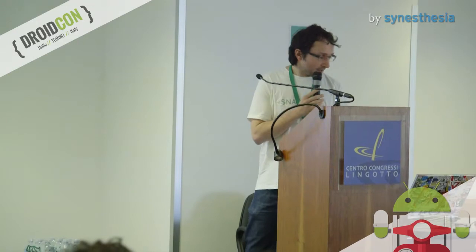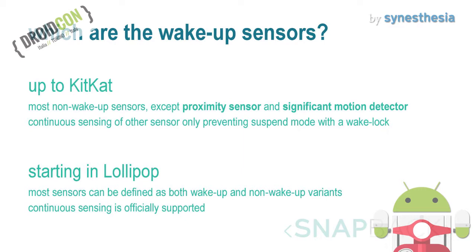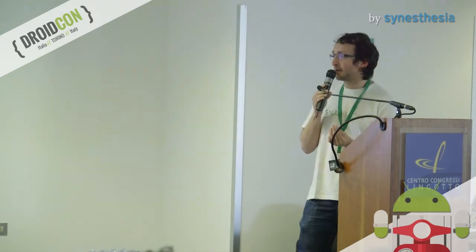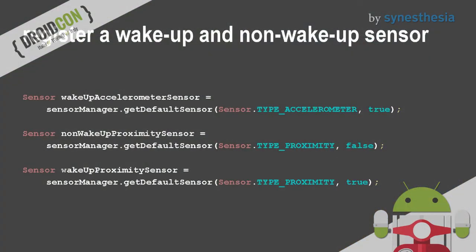So, starting in Lollipop, this function is completely changed, because most sensors can be defined as variants of wake-up and non-wake-up sensors. So we can instantiate the sensor according to our needs, and in this way we can say that continuous reporting for all sensors is officially supported by Android starting in Lollipop.